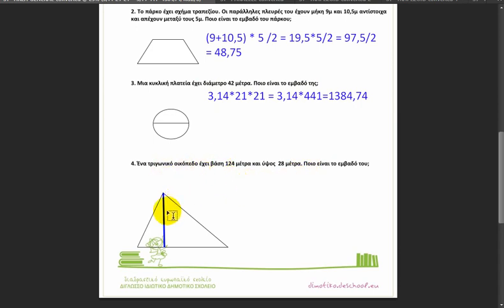Next up, we have a triangle and we are being told that its base, so this side right here, is 124, whereas its height, so the blue line, is 28. And we are being asked to find its area. To find the area, we need to multiply these two numbers with each other and then divide by 2. So base times height divided by 2.